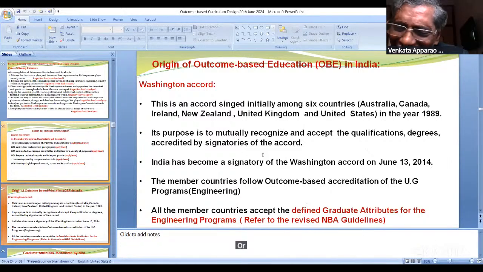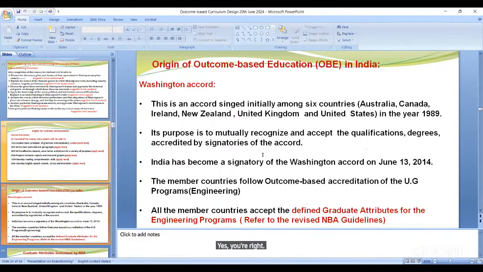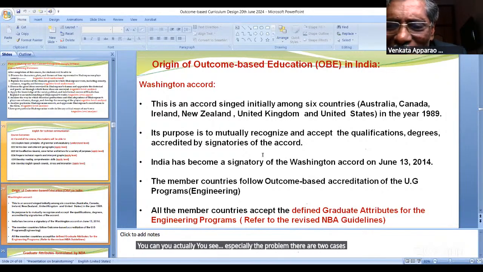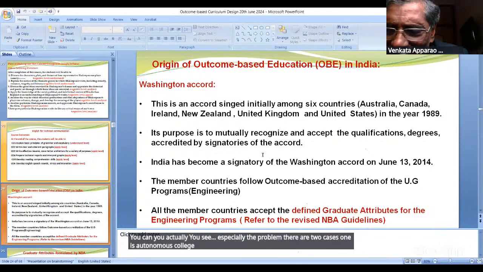Not proper. Yes, you are right. So can we modify that? You can, you actually, you see, especially the problem, there are two cases. One is autonomous college, another is affiliated college. Autonomous colleges have a little more freedom than affiliated colleges.